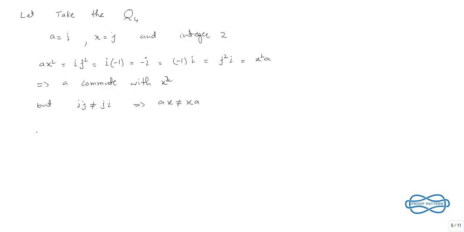So we can safely say that a x squared equal to x squared a does not imply ax is equal to xa. Hence the converse is not true. And that is all about today's lecture. See you next time.